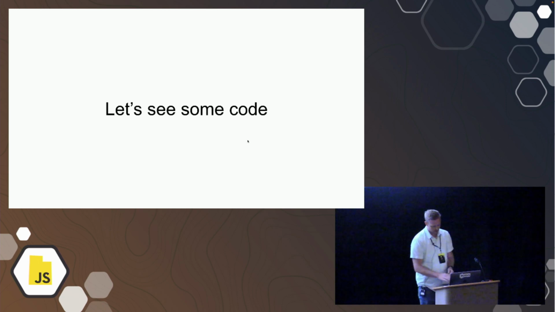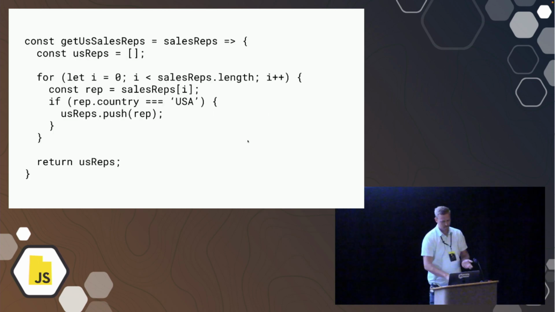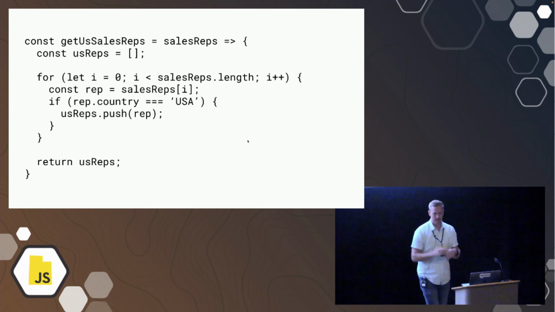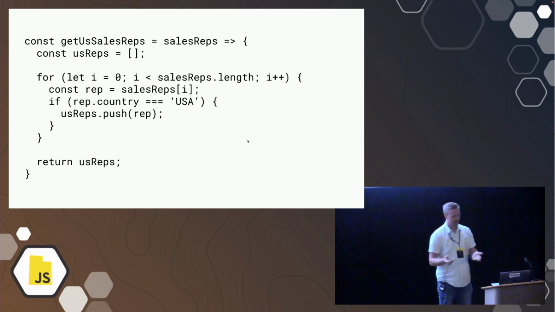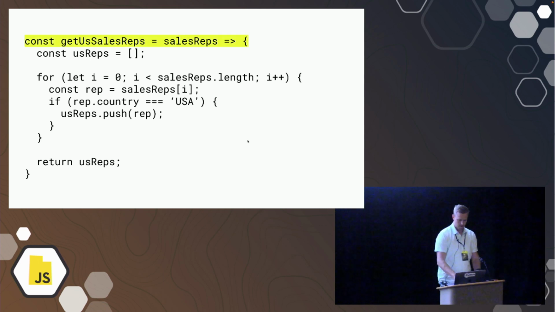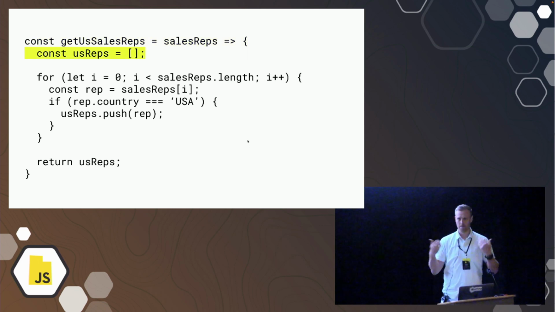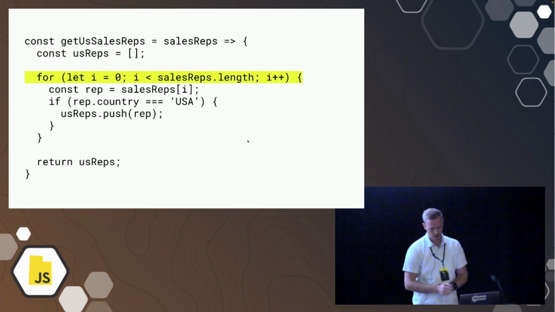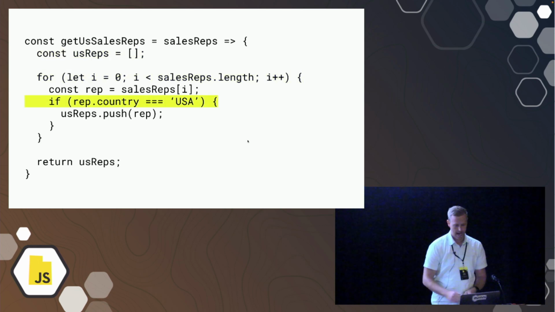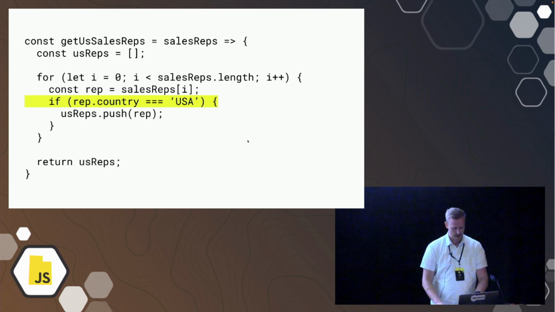Let's look at some code, shall we? So we're going to look at an imperative example. Let's say you have some sales representatives in your application, and you want to filter them down to US sales reps. So we make a function. We take in the sales reps. We create an array of US reps that we can push into, loop through each of the sales reps, and if they're part of the USA, then you add them to that array and you return it. Okay, this is well and fine.